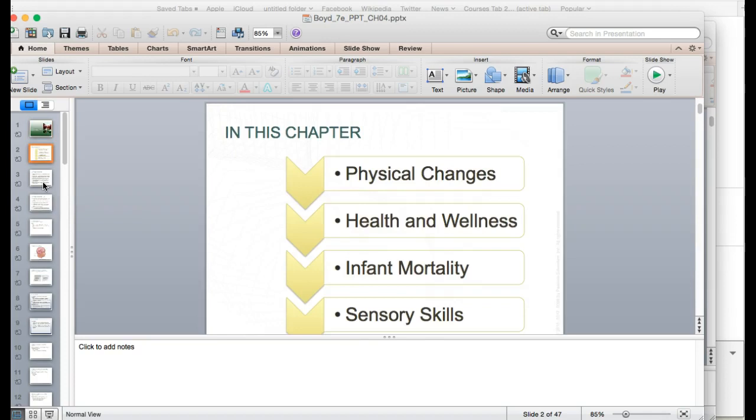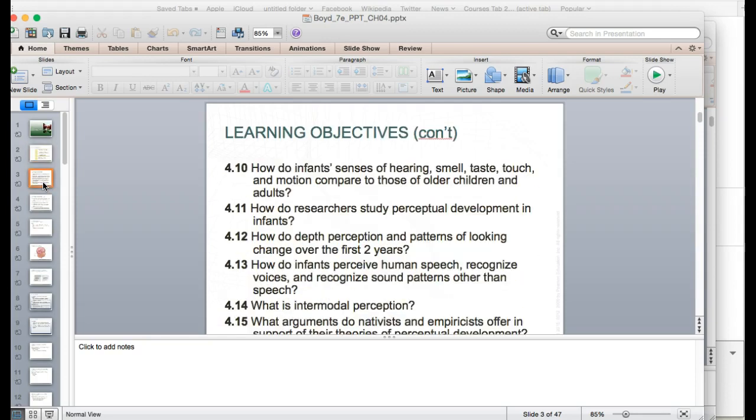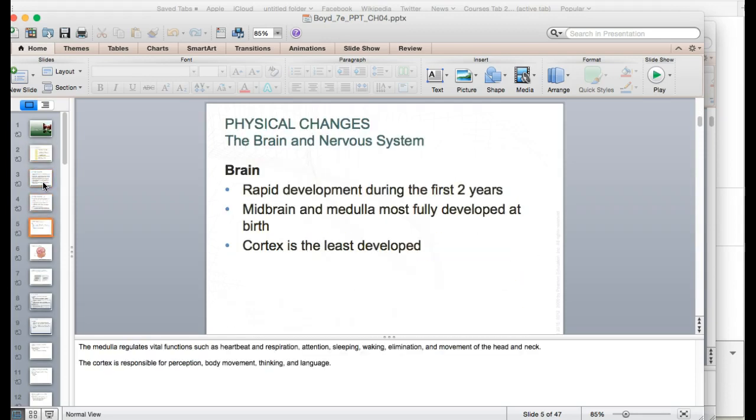So, of course, in this chapter, we will discuss physical changes, health and wellness, infant mortality, and sensory skills. And, of course, these are our lecture objectives.